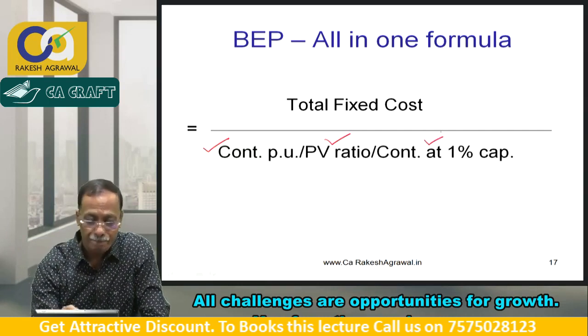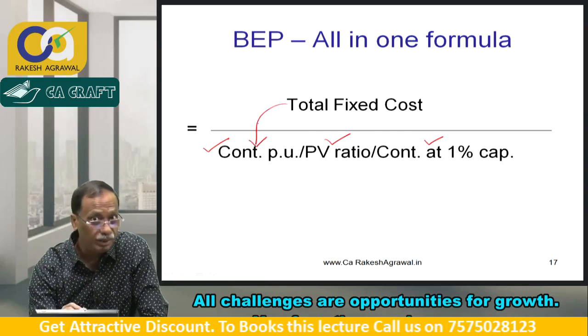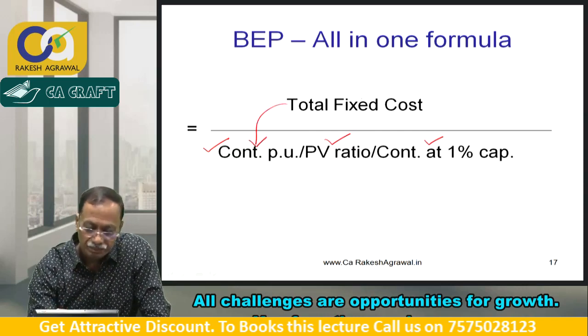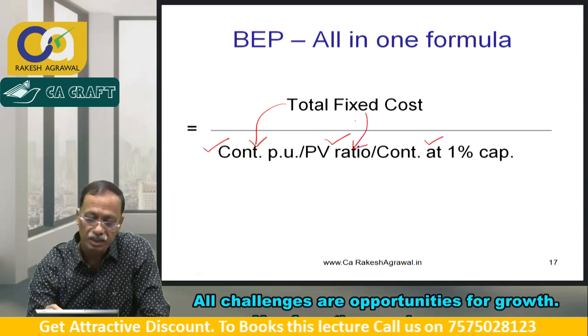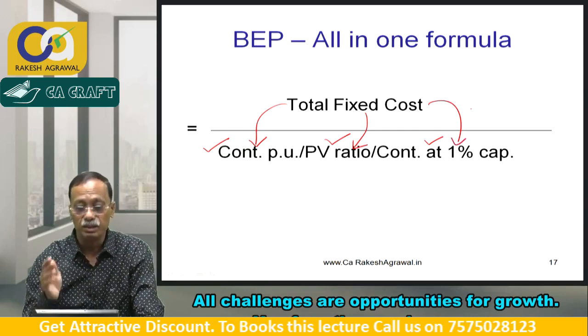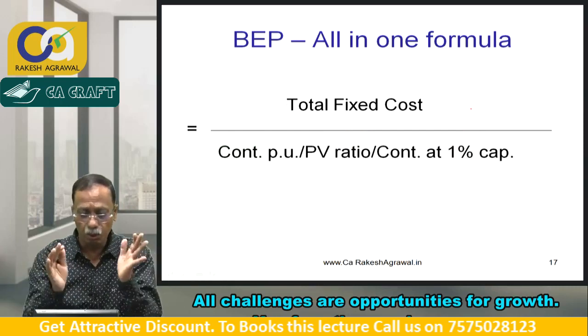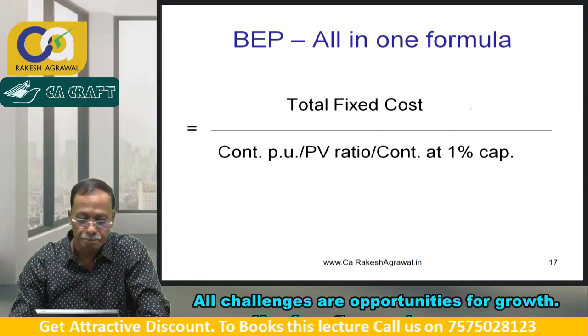1% capacity. If fixed cost is divided by per unit contribution, the answer will be in number of units. If fixed cost is divided by PV ratio, the answer will be in rupees sales. If fixed cost is divided by contribution at 1% capacity, the BEP answer will be in percentage capacity. So I put all three of them at one place.